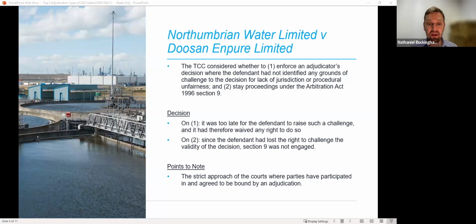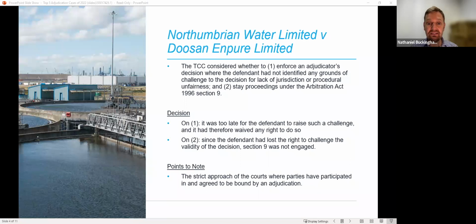The contractor, on the other hand, argued that it was entitled to a stay, that's a pause, of the enforcement proceedings under Section 9 of the Arbitration Act, because the adjudication enforcement claim was a dispute arising under or in connection with the contract within the dispute resolution clause, which therefore had to be referred to arbitration, and that the enforceability of the adjudicator's decision was a matter for the arbitration tribunal rather than court.